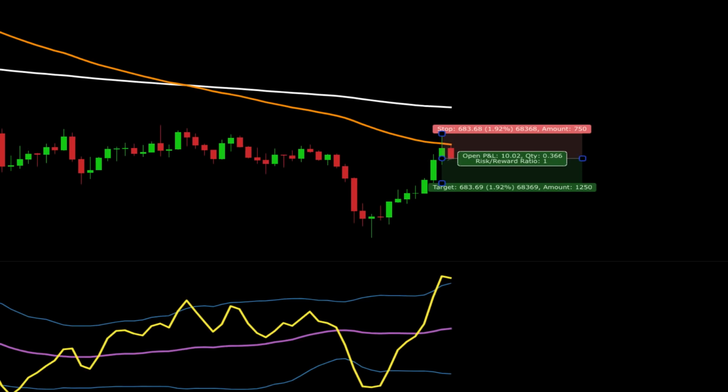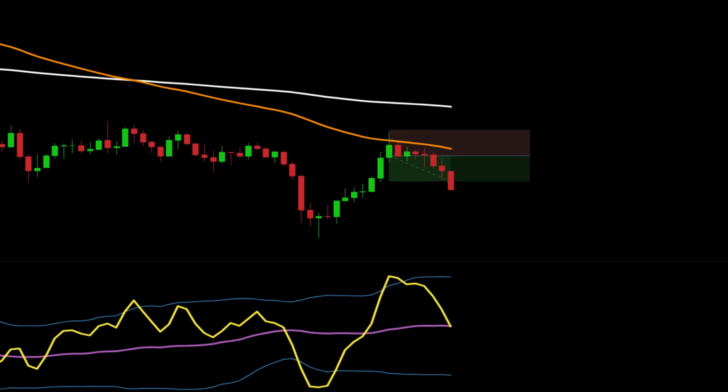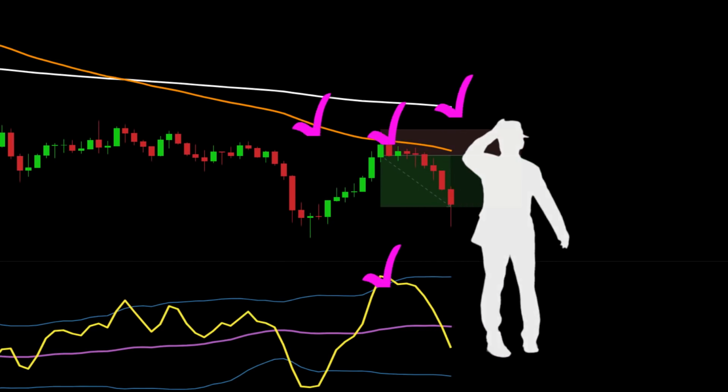The stop is placed above the previous swing high and target 1 is 1-to-1. When target 1 is hit, move the stop to break even and 1-to-2 is the second target. And this one hits target 2.